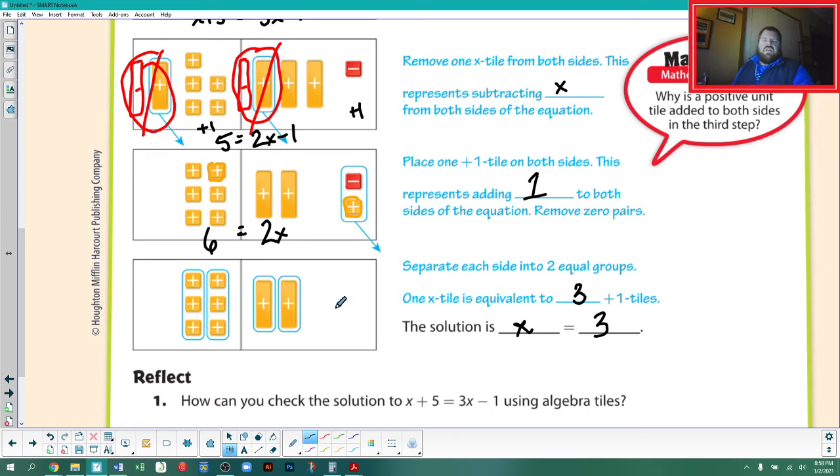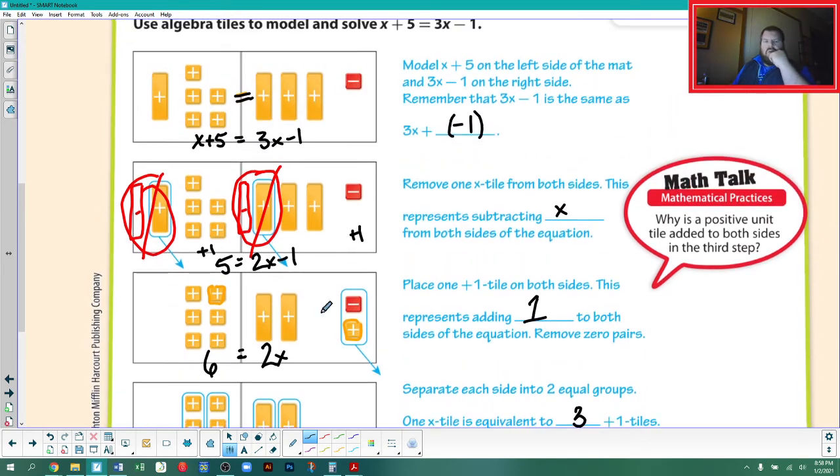Well, let's go back and see, what did we do? We got one side to not have any x's. This side started with an x, and we found a way to get rid of that, by adding that red x tile, or the negative x tile, to both sides to get rid of it.